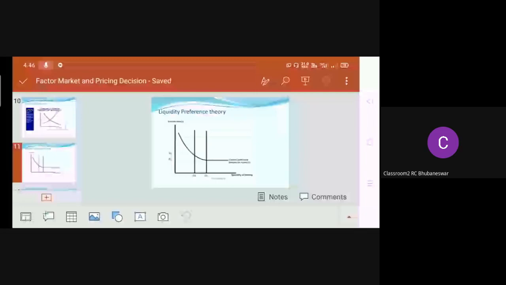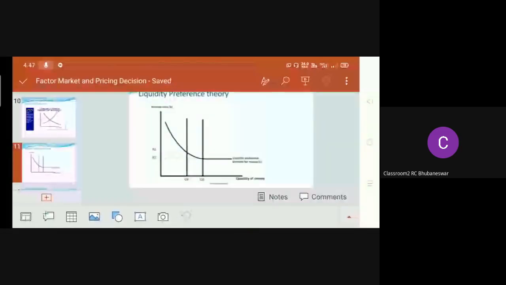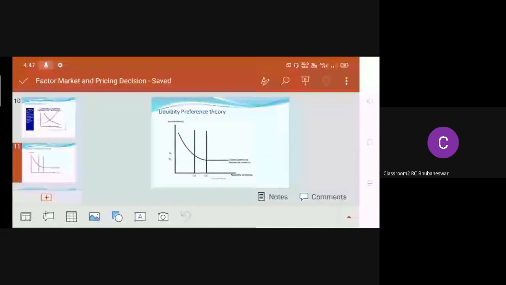Okay, then come to the point R2. At R2 rate of interest, in the y-axis we have taken interest rate, and in the x-axis we have taken quantity of money, and here supply of money is fixed at Q2 and R2. It is the rate of interest. It is also called liquidity preference, demand for money.